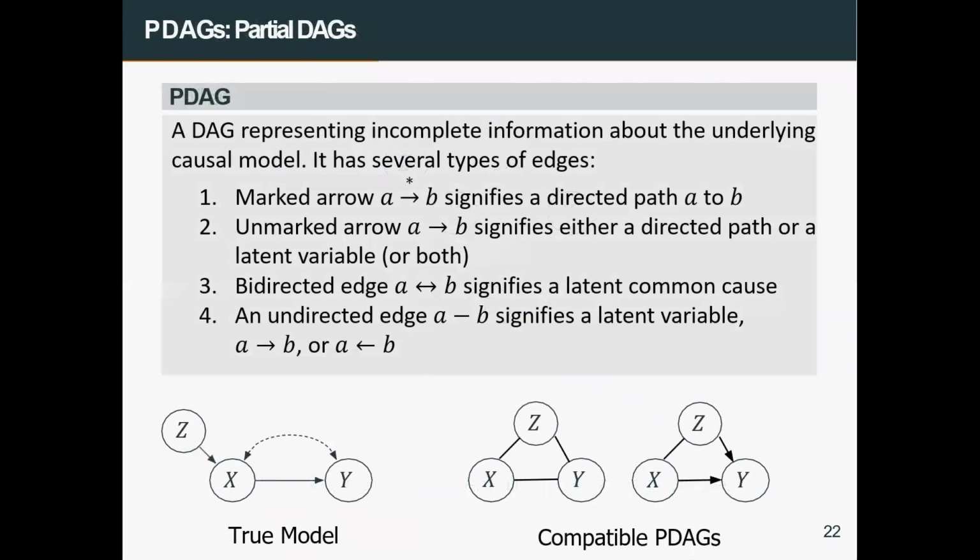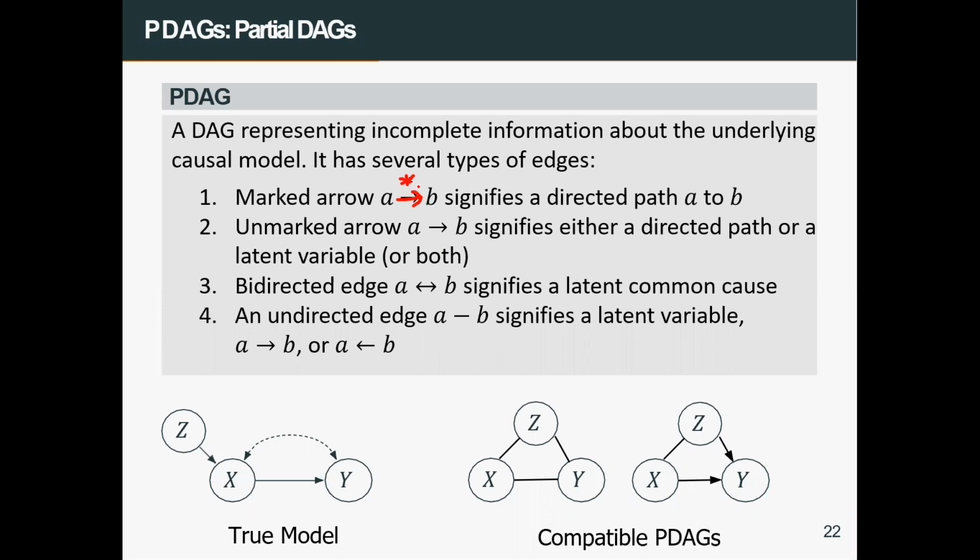To deal with this, we're going to introduce this notion of a partial DAG or PDAG, which is a special type of DAG with 4 different types of edges. The 4 different types of edges represent different information about the underlying causal model. The first type is a marked arrow, so an arrow with a star above it.